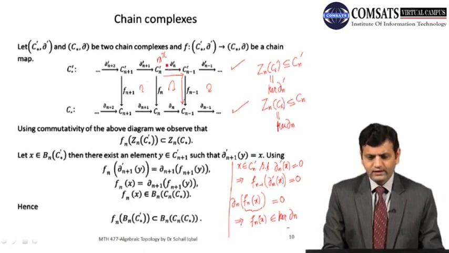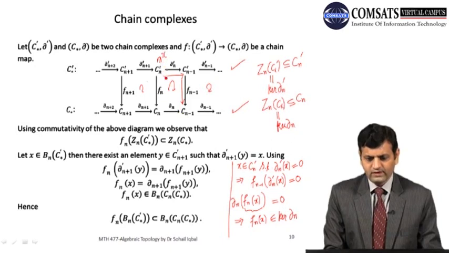Okay, so in other words, when I take any x which belongs to Zn of c star prime, in other words, x belongs to the kernel of partial n prime, then fn of x belongs to the kernel of partial n. So for every element x of Cn prime, fn of x belongs to the kernel of this partial n. So we can say that fn of Zn c star prime is contained in the kernel of partial n, which is Zn c star. Okay, so that's the first observation.